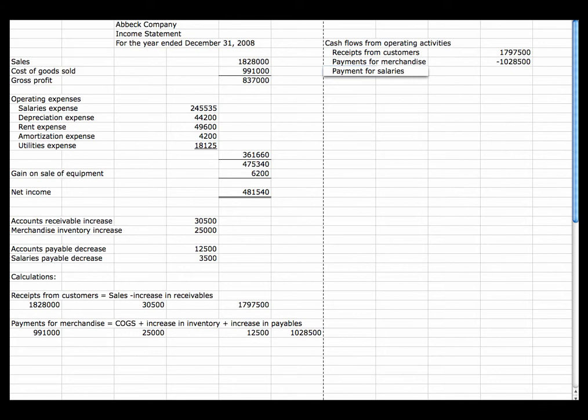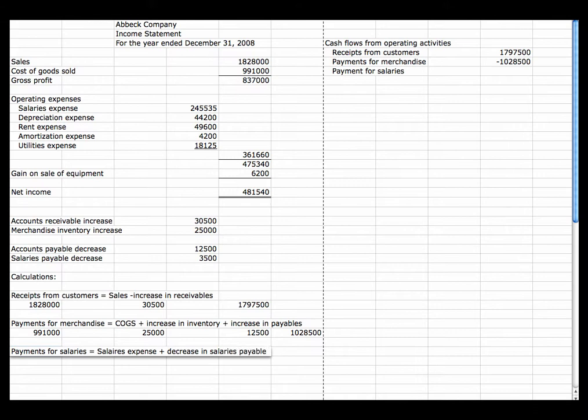Now, the payment for salaries also needs a calculation, so let's figure that one out. We can say the payments for salaries based upon salaries payable is going to be our salaries expense, because that's going to be the increase to the payable, plus the decrease in salaries payable.